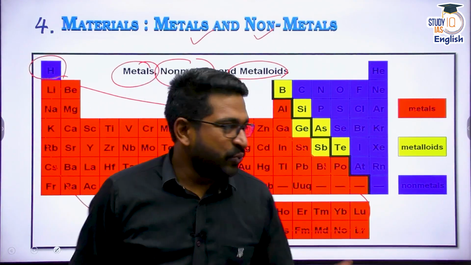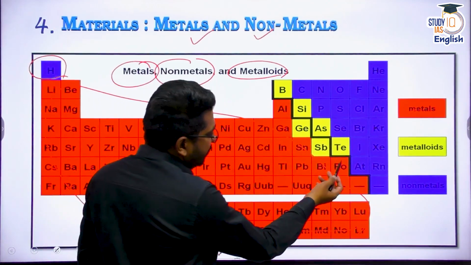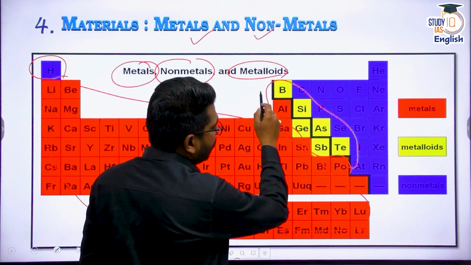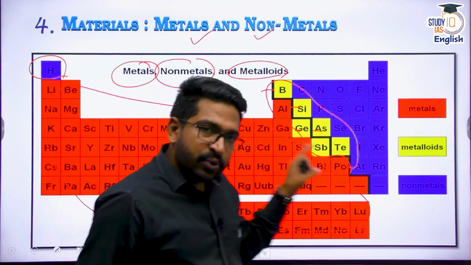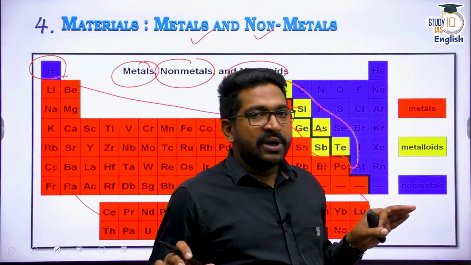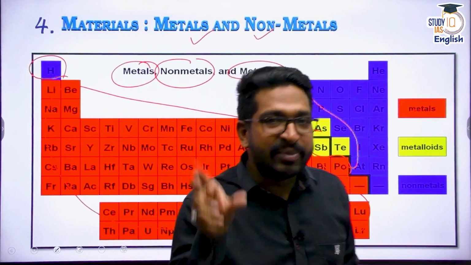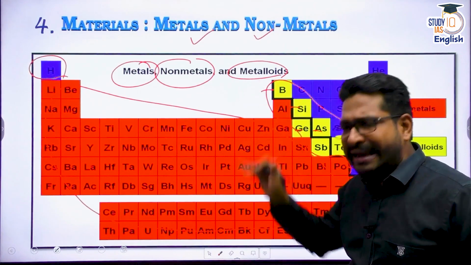Now, apart from these two, the blue ones are non-metals, the red ones are metals, but in between, there are certain elements which are called metalloids. You can see here boron, silicon, germanium, arsenic, right? Whenever you hear these names, you think of semiconductors. Their characteristics are also somewhere in between metals and non-metals. So this is, first of all, the basic categorization.